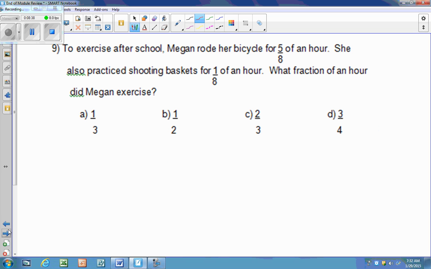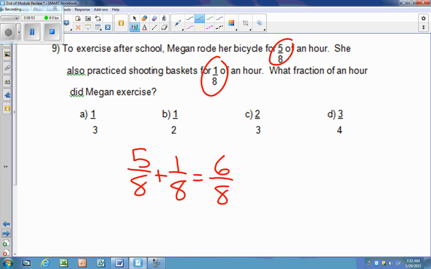Next, exercise after school. Megan rode her bicycle for 5/8 of an hour. She also practiced shooting baskets for 1/8 of an hour. What fraction of an hour did she exercise? Well, in this case, what works out great is they are the same denominator, same unit, so I can just add them right up. But then I have to simplify and divide them both by 2, and I end up with 3/4.